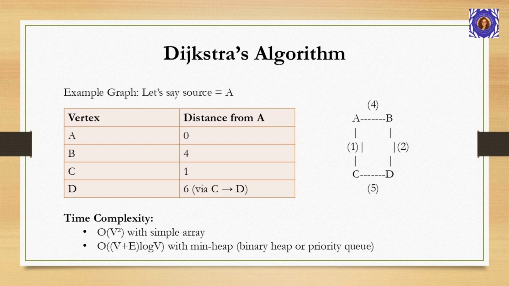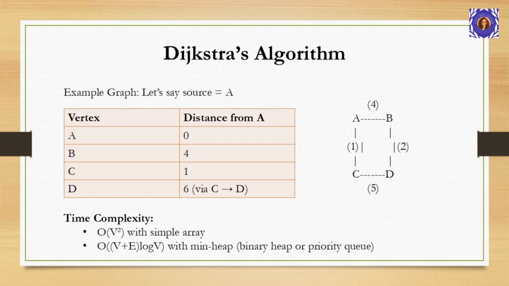Let's trace through the example graph shown. We have vertices A, B, C, and D. The edges are A to B with weight 4, A to C with weight 1, B to D with weight 2, and C to D with weight 5. Starting from source A. Initially, A equals 0, B equals infinity, C equals infinity, D equals infinity. Process A. Update B to 4 via AB, C to 1 via AC.